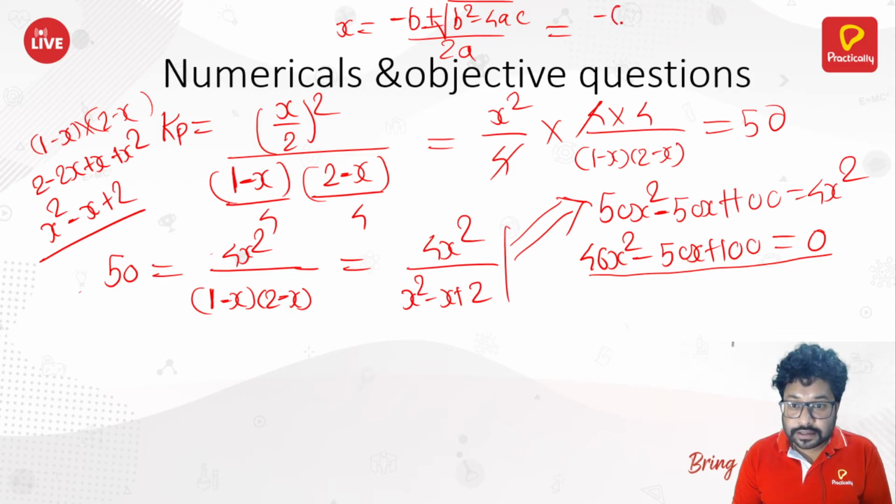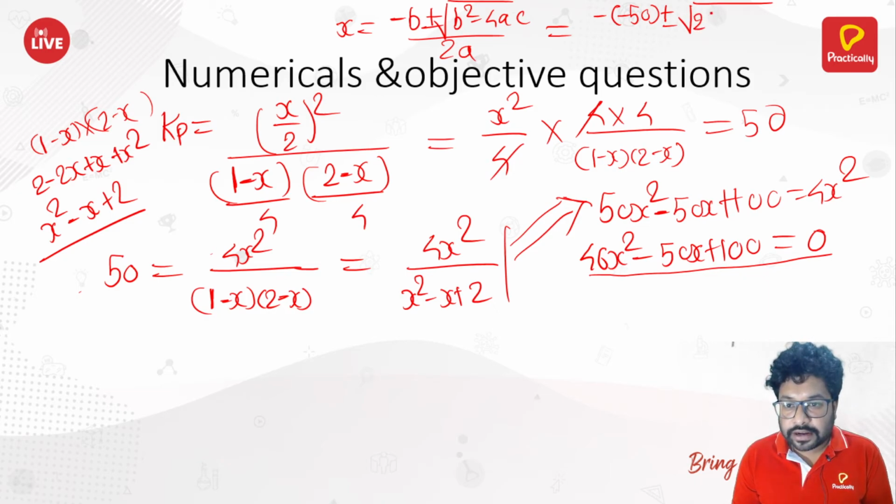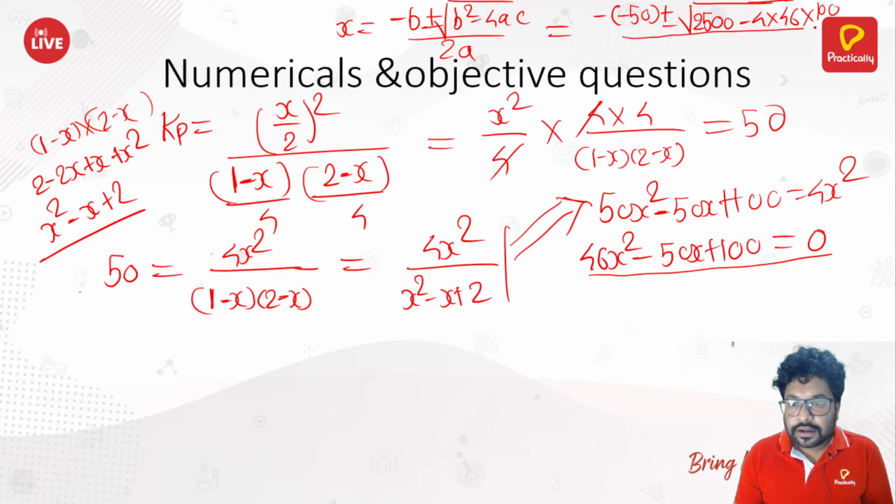So minus into bracket minus 50 plus minus the square root of b square. B square is what? 50 square. 50 square is how much? 5 square is what? 25. So it is 2500, minus 4ac. 4 into a, a is 46. C is how much? 100, right? Divided by 2a. 2 into 46, it is 92.